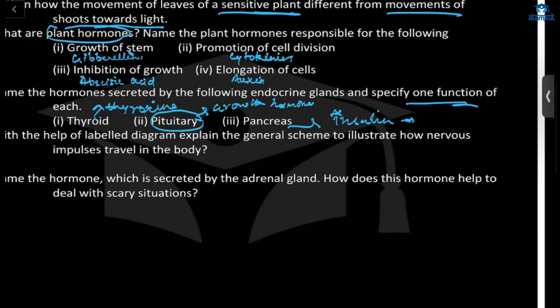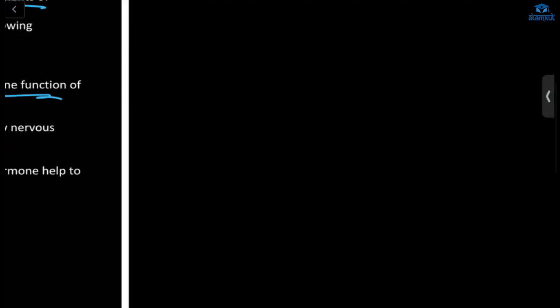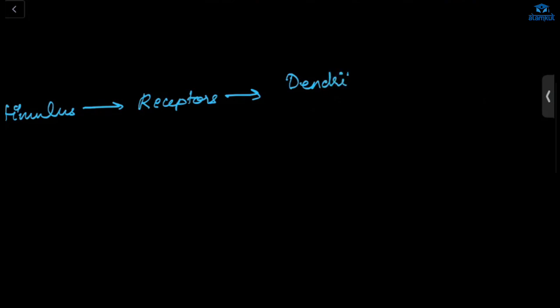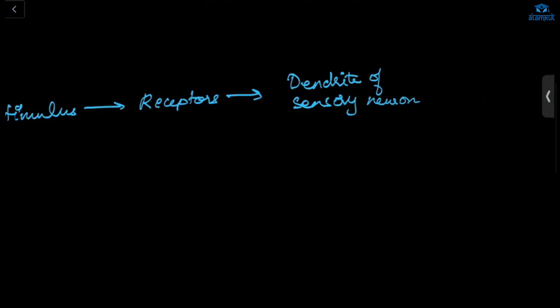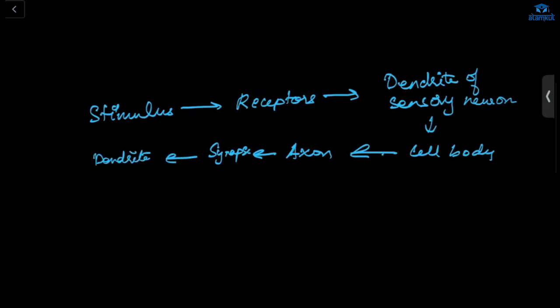With the help of a labelled diagram, explain the general scheme to illustrate how nervous impulses travel in the body. First, there must be a stimulus, anything like touch. Then the receptors will perceive the stimulus. Then the electrical impulses or signals will go to the dendrites of sensory neurons. Then after that, the cell body, and after that, the axon, and after axon, the synapse. After that, the dendrite of another neuron. Then again, the cell body.